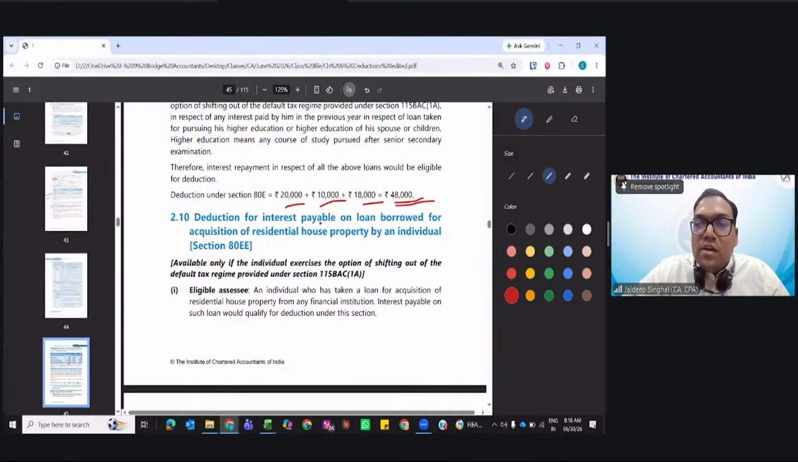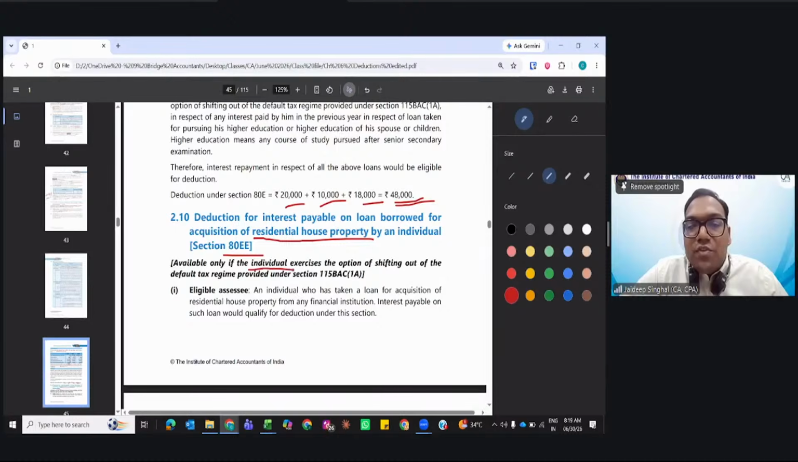80EE. Deduction for interest payable on loan borrowed for a residential house property. If you have taken a loan for the residential house property, is deduction allowed under section 24B? Now, if you are taking deduction under section 24B, what is the limit in section 24B for self-occupied properties? 2 lakhs, 200K. Now, over and above, you can take under this section.